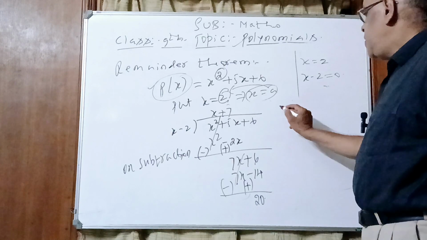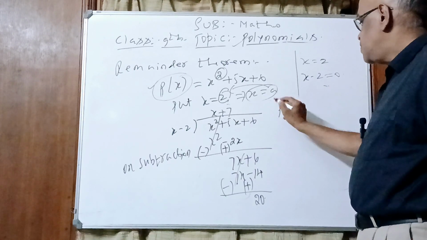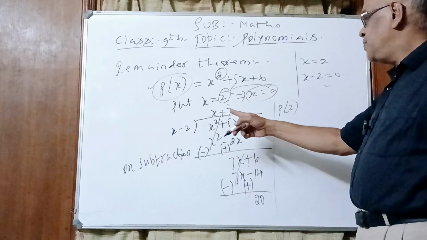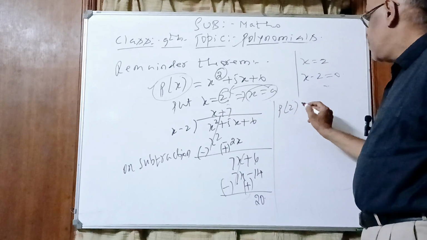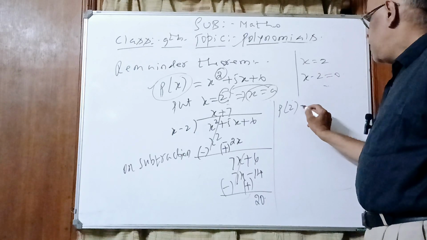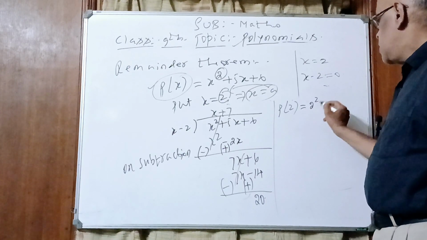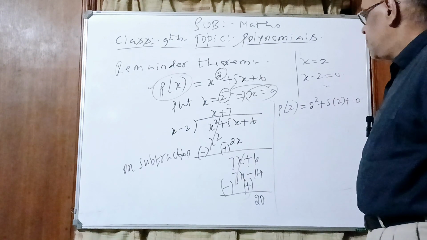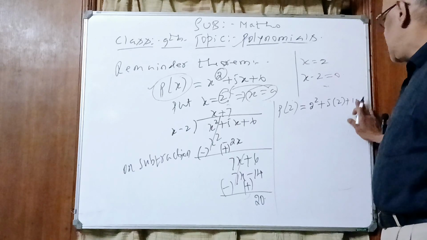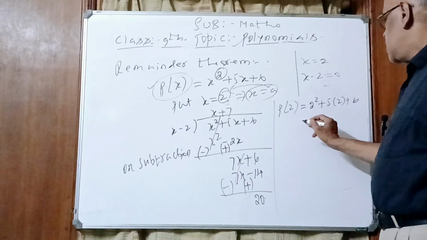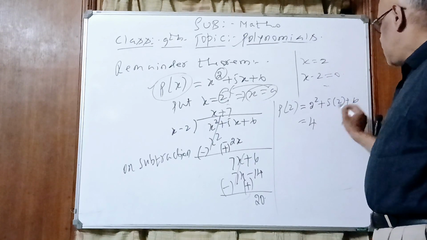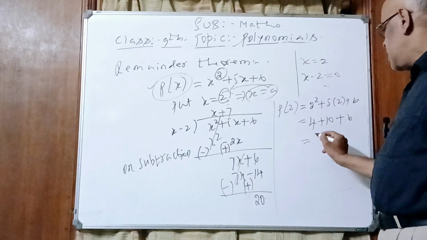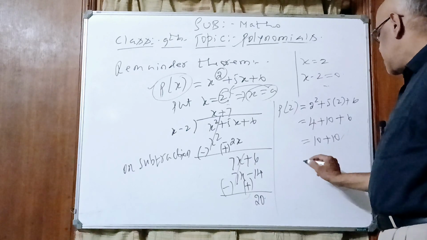Here you put p of 2 in the polynomial. What do we get, children? P of 2 is equal to 2 square plus 5 into 2 plus 6. 2 square is 4. 5 2s are 10, plus 6. 6 plus 4, 10. 10 plus 10, 20.